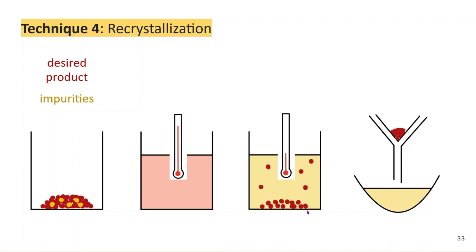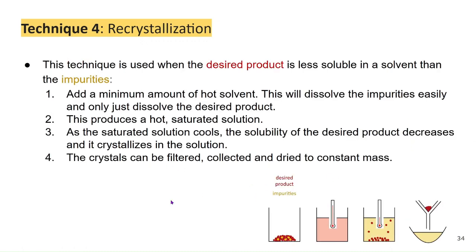And so we can collect these crystals by filtration, right? Just like in that first technique. We'll pour that water, or whatever that solvent is, through the filter, collect our crystals, and the impurities will be left in the water. And then here's the dried to constant mass, which we'll talk about when we're actually doing it.